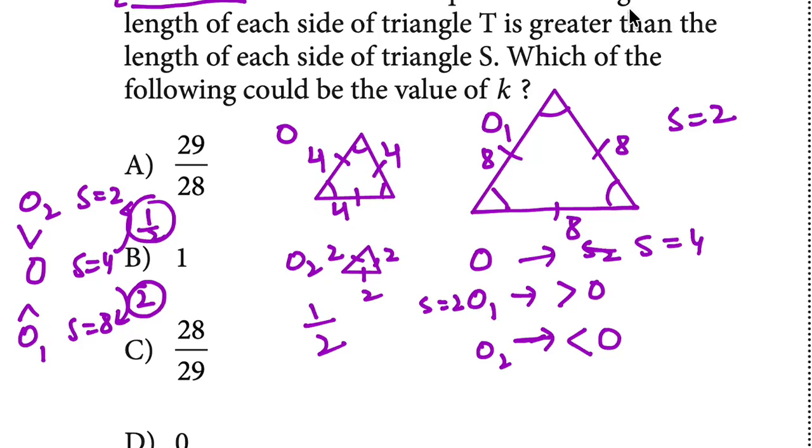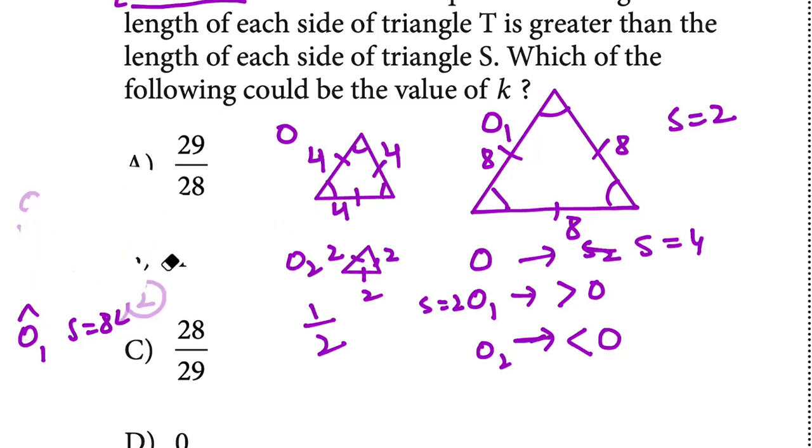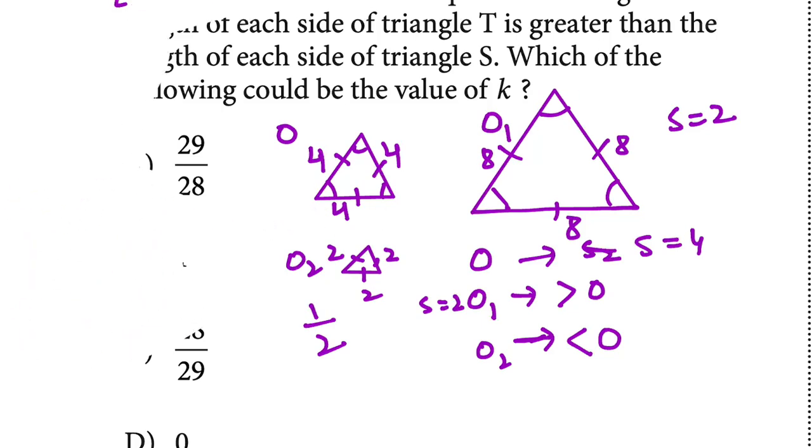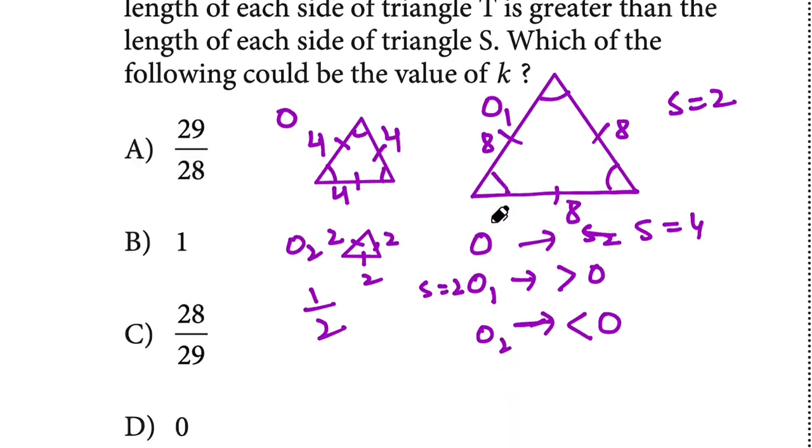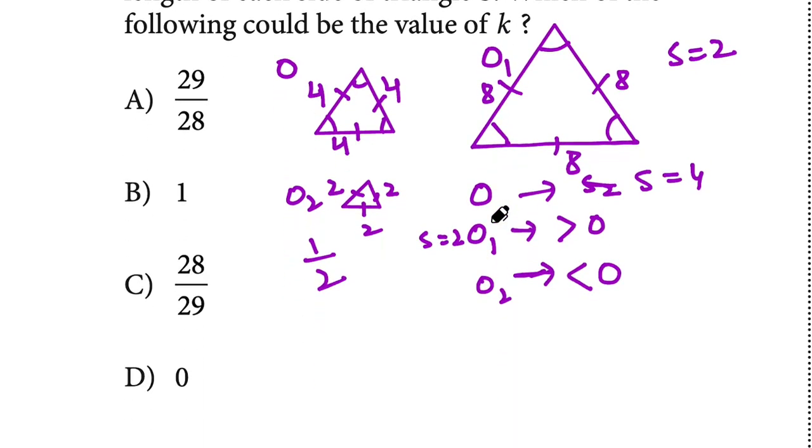So in our question, I have to rub this out because I hope you get the concept. Which of the following could be the value of k? Because triangle T is greater than triangle S, the scale factor will be greater than 1. Is it 1? No, it's the same. No. 0? No. When you do 28 by 29, its value is less than 1. But because triangle T is greater than S, its value should be greater than 1. So A is the right option.